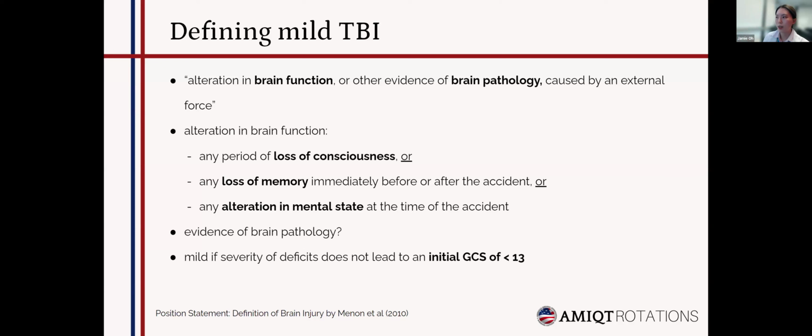What makes a traumatic brain injury mild? It's mild if the severity of deficits described above do not lead to an initial GCS of less than 13.